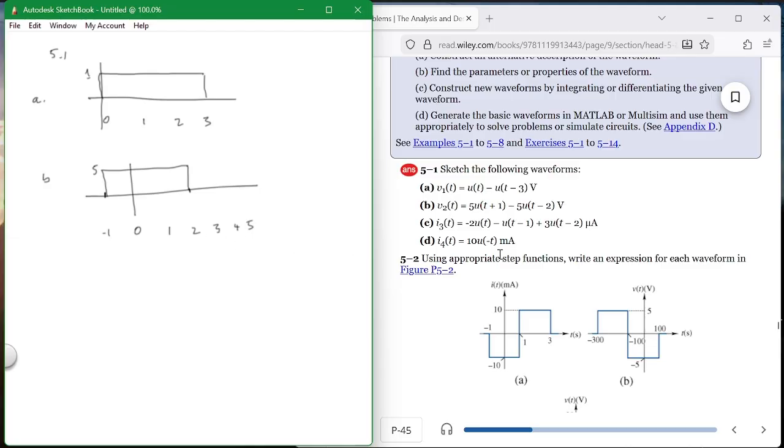The next one is minus 2 u of t. So basically this one is minus 2, which would be down below 0. Okay, so it's minus 2 u of t, and that starts at 0. So it's at minus 2. At t minus 1, it goes down another one.